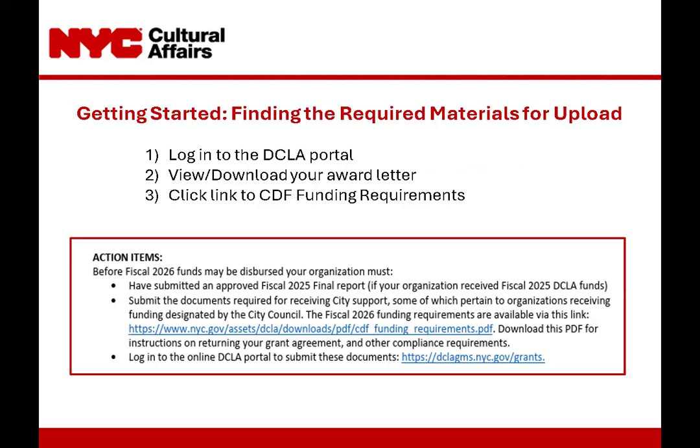Getting started, finding the required materials for upload. Required forms and corresponding instructions can be found linked in your award letter as well as on the applying page of DCLA's website. To view your award letter, log into the DCLA portal, navigate to the Cultural Development Fund CDF award tile for the most recent fiscal year, click View Download, and select the award letter. You can find the link to the CDF funding requirements document on the first page of the letter under Action Items.